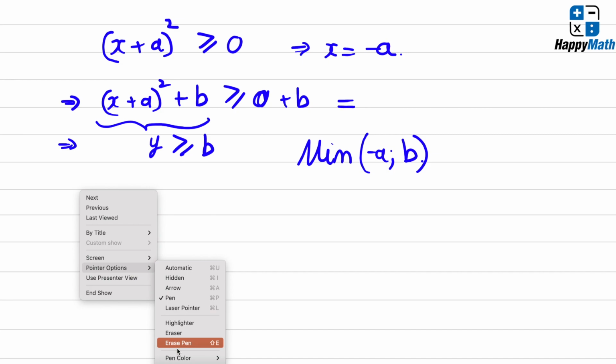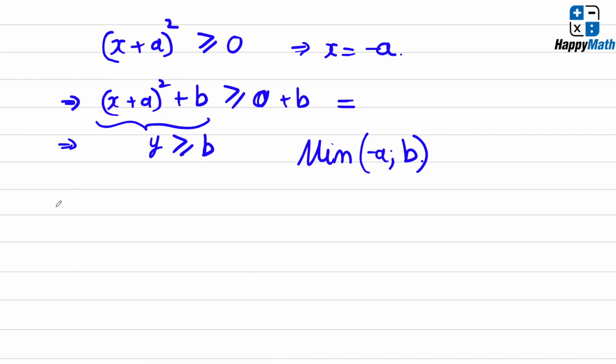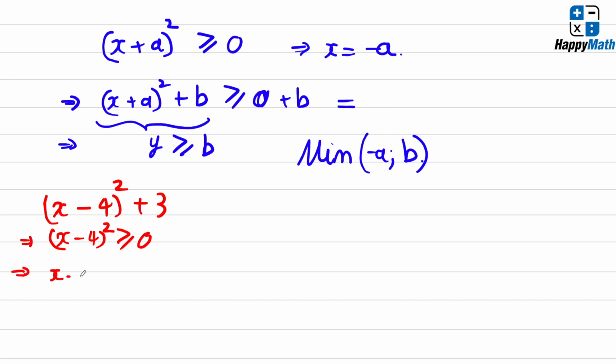Okay. For example, I have this completing the square form: (x - 4) squared plus 3. So how can I find the minimum point or maximum point of this one? This is the way I show you the working out. You get (x - 4) squared always greater than or equal to 0. And the next step, I get (x - 4) squared plus 3, and on the other side I get 0 plus 3. So for this one, you get y greater than or equal to 3.